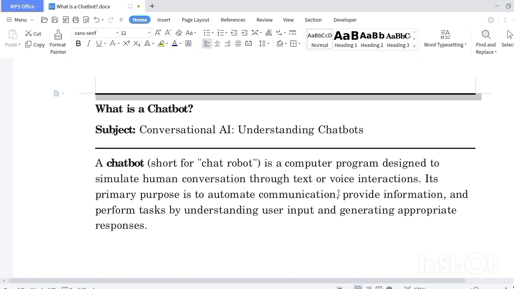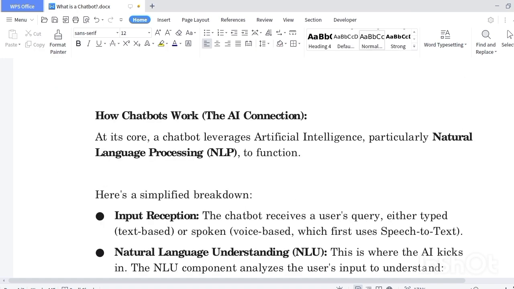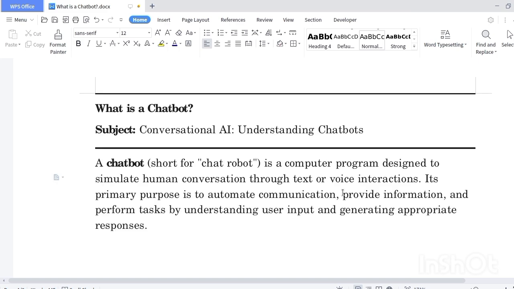So the word chatbot is a short form for chat robot, and is a program designed to simulate human conversation. So the concept is you're thinking you are talking to a human. As much as possible, try to make the conversation like you are conversing with a human through text or voice interactions. So chatbot has a lot of purpose, and the main purpose is to automate communication, provide information, perform tasks that require user input and generating response. So I believe we are clear on that part.